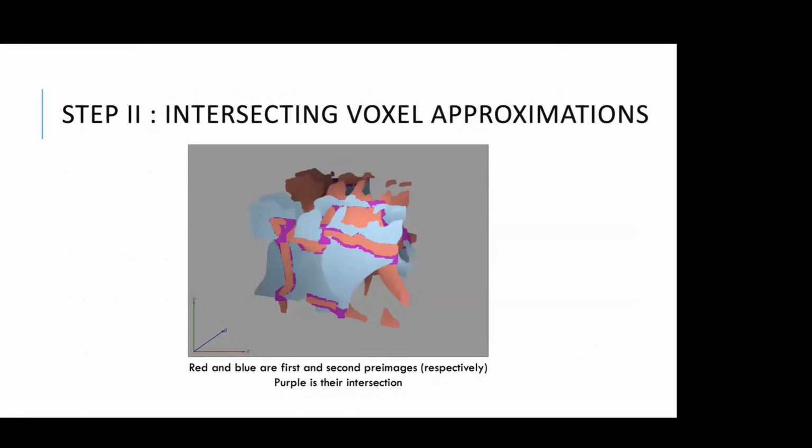Okay, the second step is even more trivial, right? We have now voxel clouds, each probably or hopefully approximating a pre-image, and we just overlay them and we can intersect them, right? In this case, we have two pre-images, one blue, one red. We overlay them on top of each other to get the purple intersection.